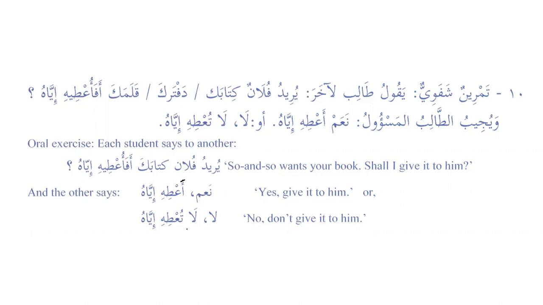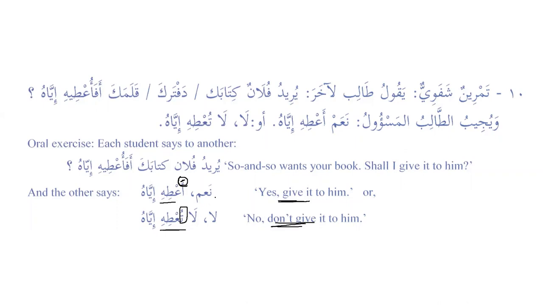Why do we have fatha here and here? Why do we have dhamma here? Here it says نعم أعطيه إياه, and here we say لا تعطيه إياه. Here Hamza has fatha, right? أعطيه, first person. And here we have تعطيه, ata yuti. Look at the English: give it to him. This one is command. Yeah, command. أجب عن الأسئلة الآتية.